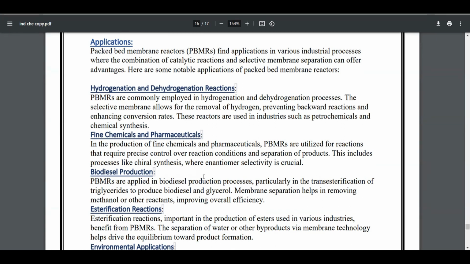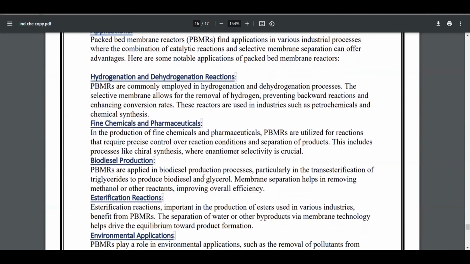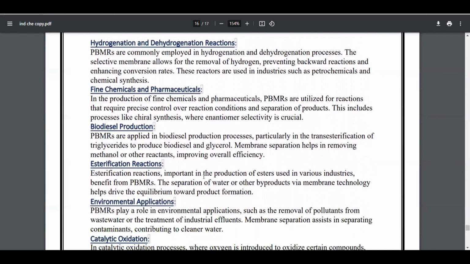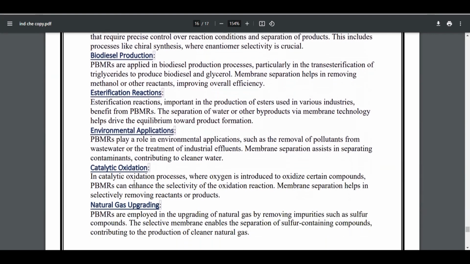Also, these reactors are used in the fine chemical and pharmaceutical industry for reactions that require precise control over reaction conditions and separation of product. This includes processes like chiral synthesis, where enantiomer selectivity is important. Then they are also used in biodiesel production, particularly in the transesterification of triglycerides to produce biodiesel and glycerol. Membrane separation helps in removing methanol and other reactants, which improves the overall reaction efficiency.